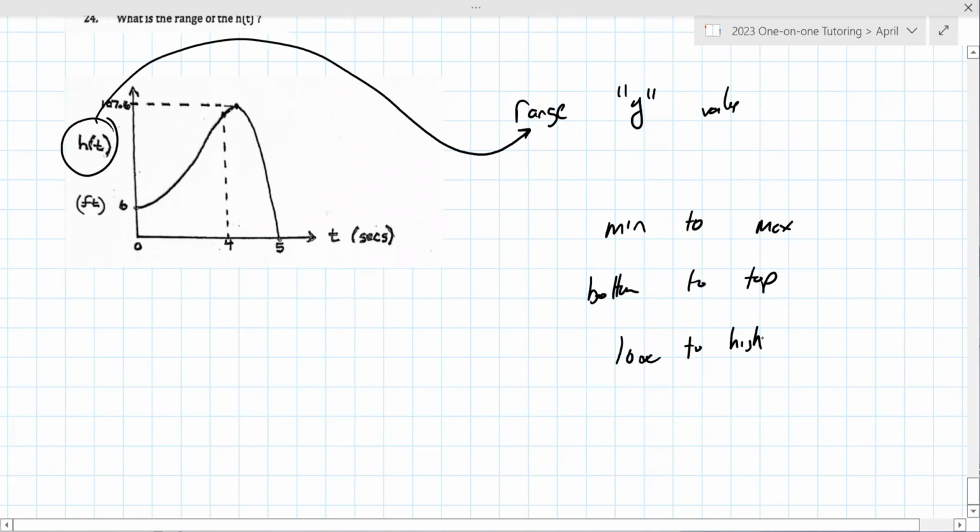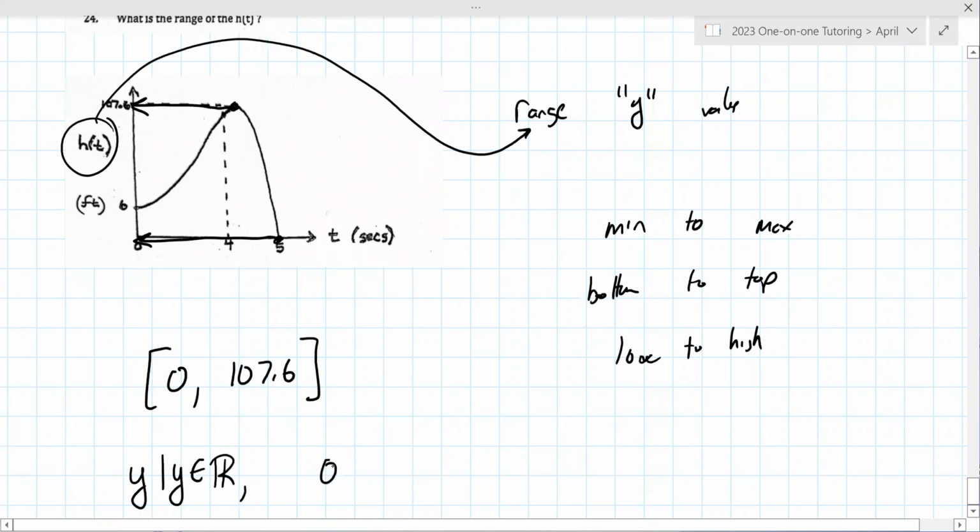Okay, but you're looking along the Y here. So notice that the lowest Y value is down here at 0, because this point down here actually goes all the way to 0. And then the highest Y value is up here at 107.6. So that's in interval notation. If you're using set builder, Y such that Y is an element of the real numbers, 0 less than or equal to Y less than or equal to 107.6. So go ahead and get that down real quick. We are out of time essentially.